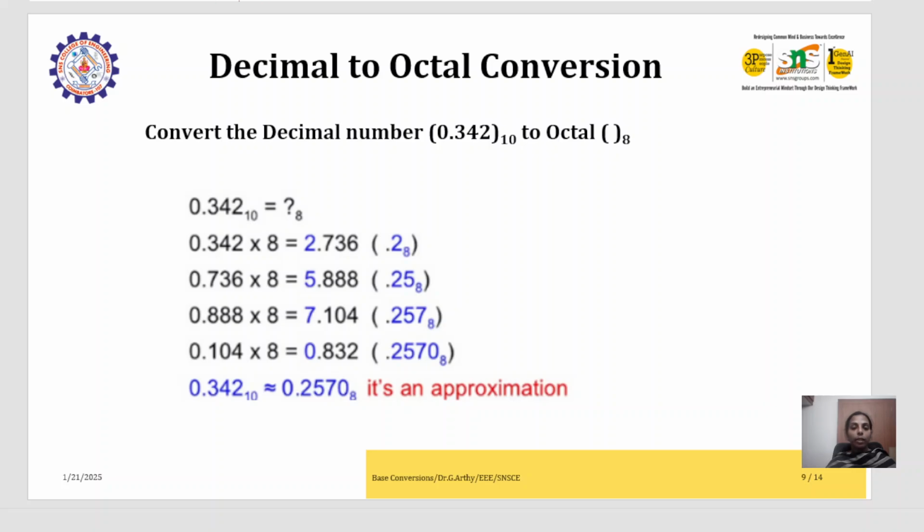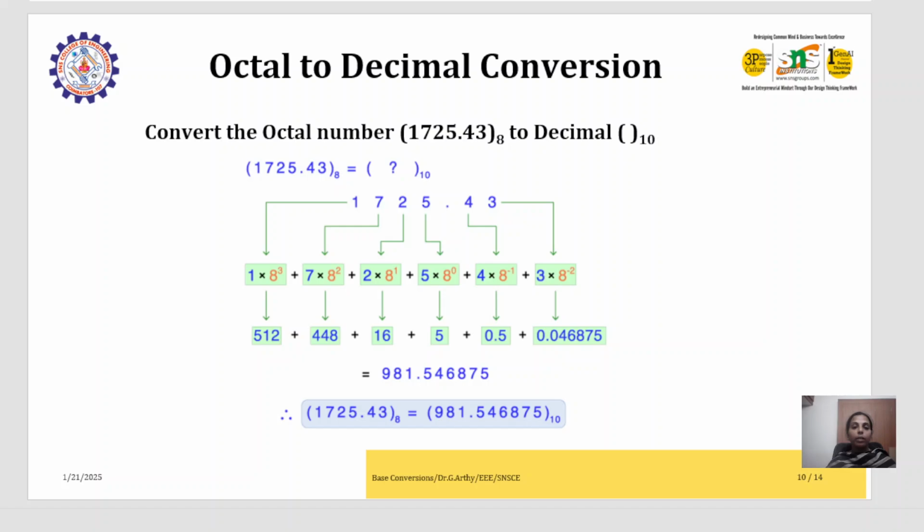So this is how you convert a fractional decimal number, the same as we did with binary. We multiply it by 8 instead of 2 because it is octal, and then we take only the integer parts and write them from top to bottom. So this is an example with both the integer and the fractional part.